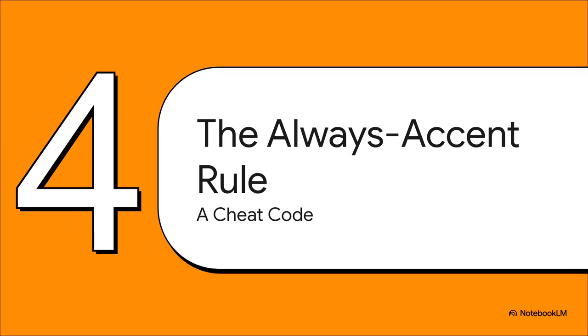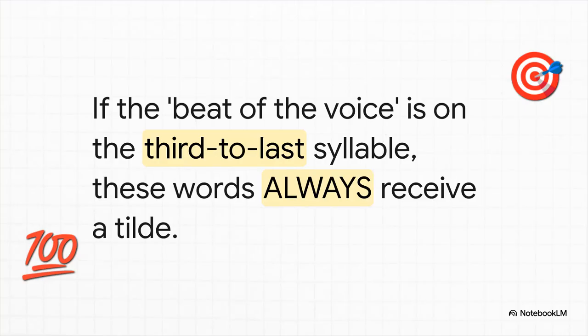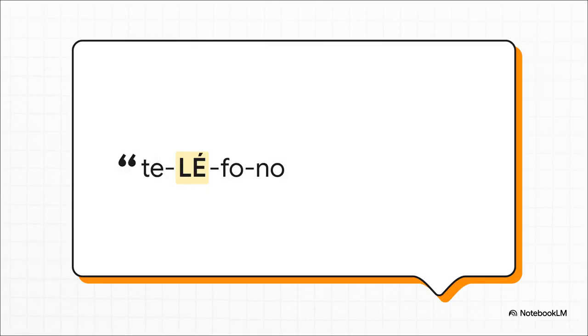Okay, so we've covered the vowel clash and the rule breakers. There's just one last rule, and you're going to love this one because it's the easiest one of all. Honestly, think of it as a total cheat code. That's it. That is the entire rule. If you hear the stress on the third syllable from the end of the word, it gets an accent. 100% of the time. You don't have to check what letter it ends in. You don't check for vowels. Nothing. It's completely automatic.